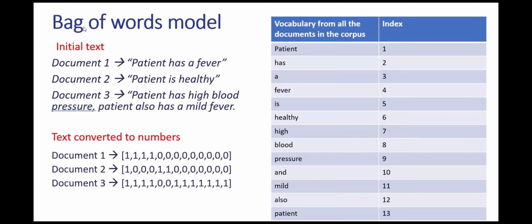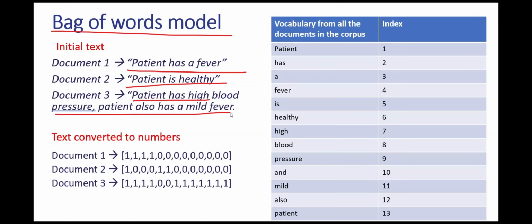So we'll first start by looking at a very simple bag of words model. Now, this is one of the simplest models used in natural language processing to convert text into a numerical format that machine learning algorithms can understand. So let's take an example where we have three documents. Document one is: the patient has a fever. Document two is: the patient is healthy. And document three is: the patient has high blood pressure. Patient also has a mild fever.